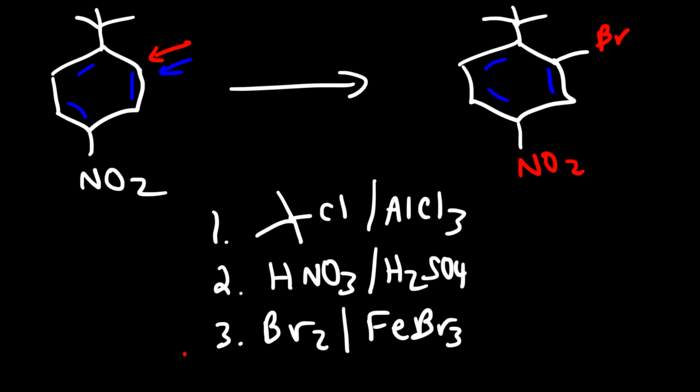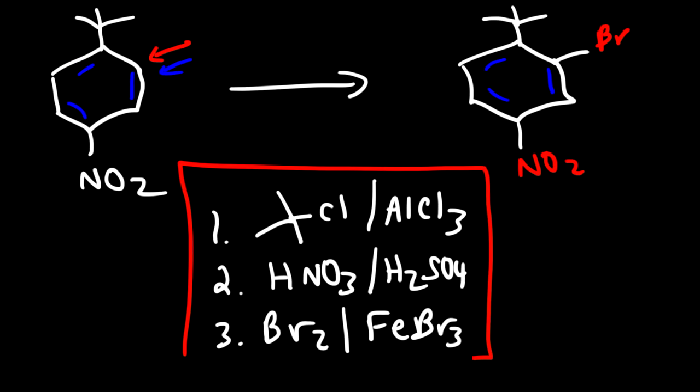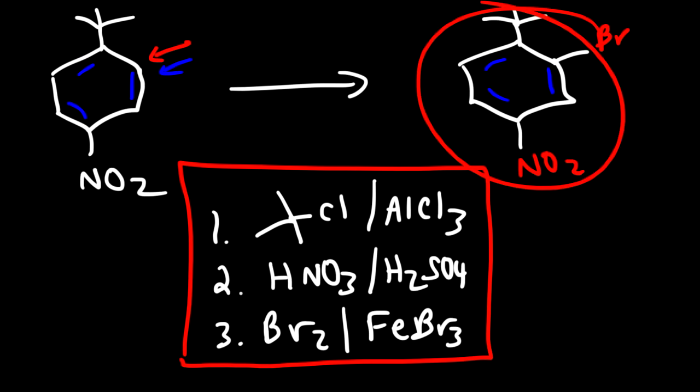And so in this order, we can get the best yield for this product. We won't get competing products, but we're just going to get one major product. And so sometimes there's a way to get the ideal product that you want in a better yield than other methods. So the order in which you react the benzene ring with these reagents matters.